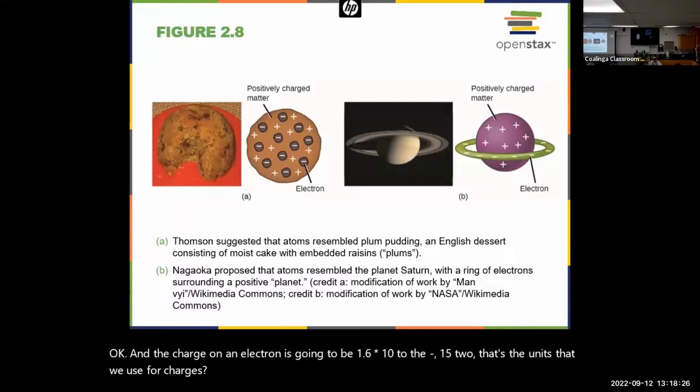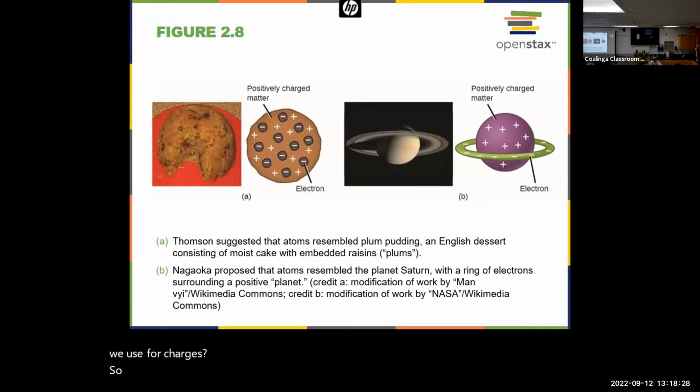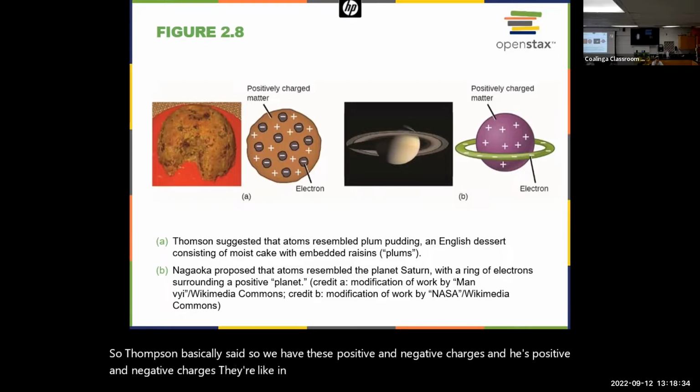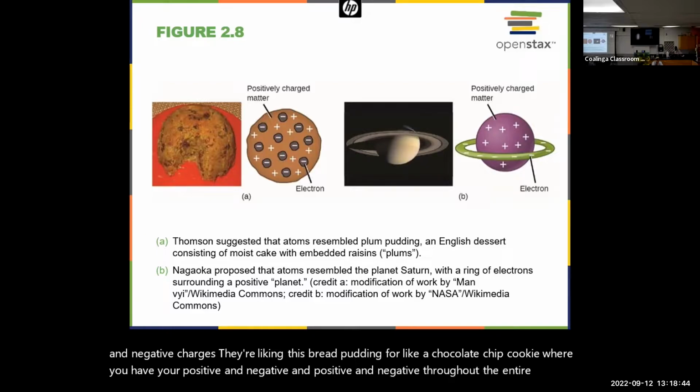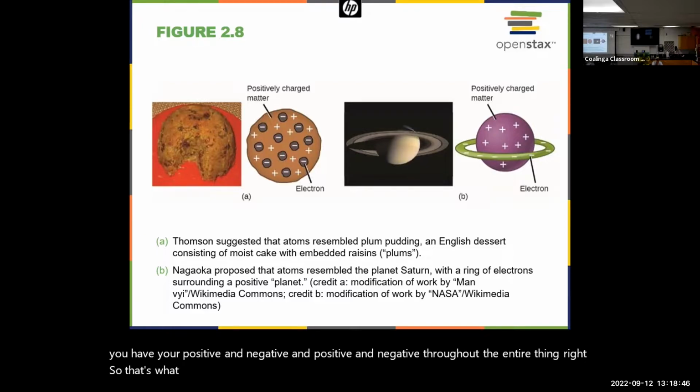Okay, so Thomson basically said, okay, so we have these positive and these negative charges, and they're like in this bread pudding or like in a chocolate chip cookie, where you have your positive and your negative and your positive and negative throughout the entire thing, right? So that's what Thomson believed.